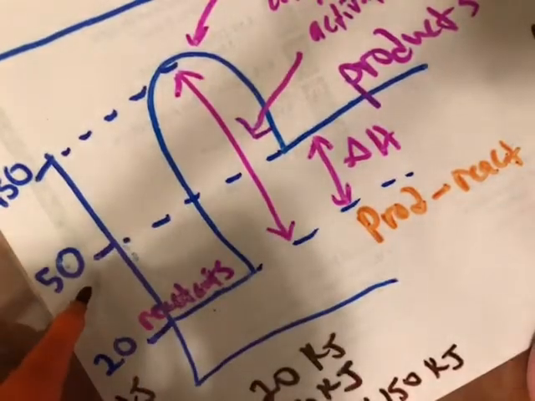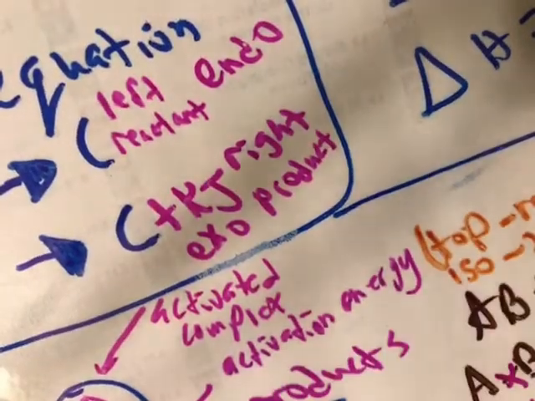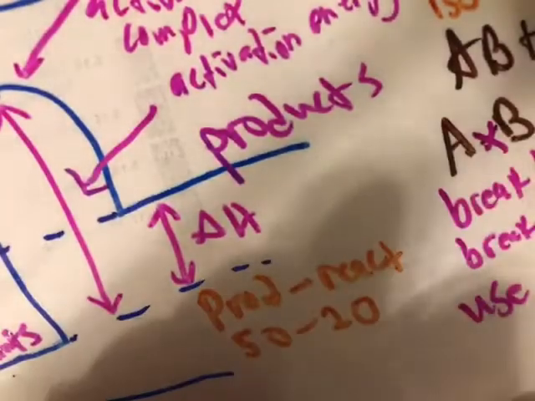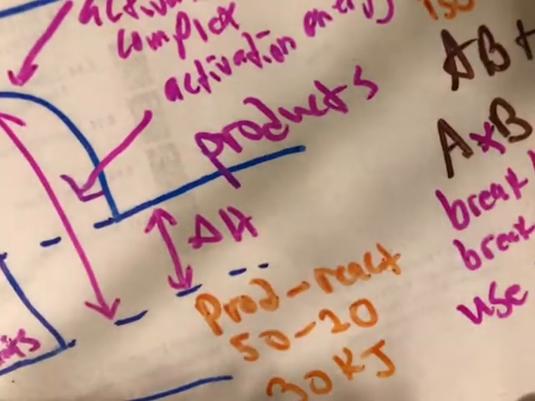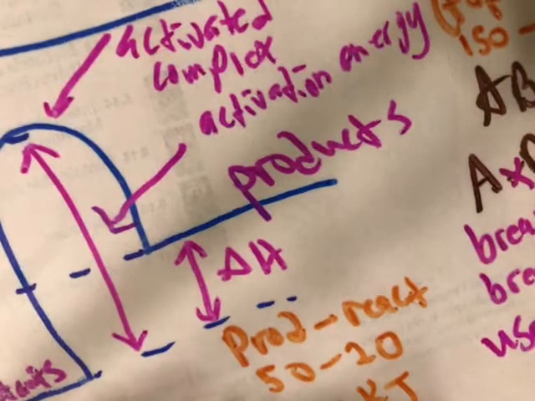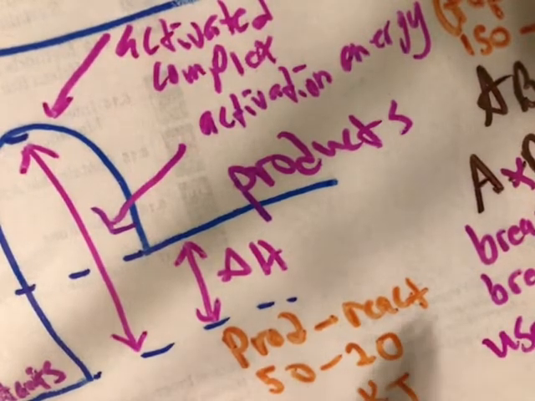So in this case, products is 50 minus my reactants, which is 20. 50 minus 20 gives me 30 kilojoules for our delta H. That's how you do these graphs. So you have two practices on that back sheet if you weren't in class or didn't pay attention, but this is the process to do it.